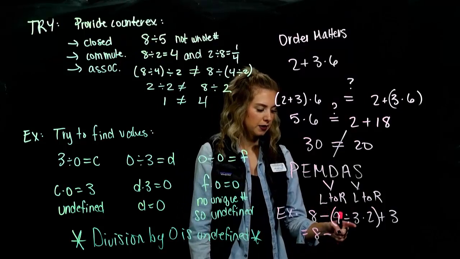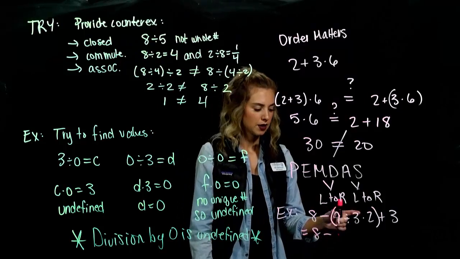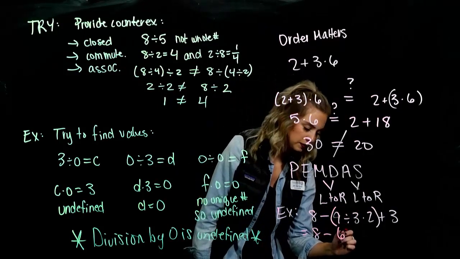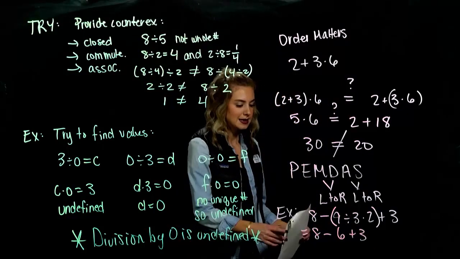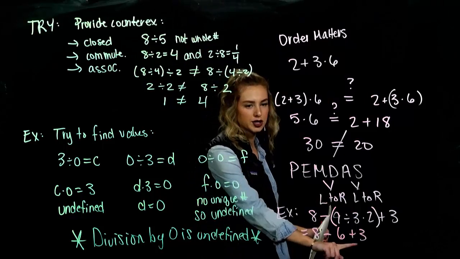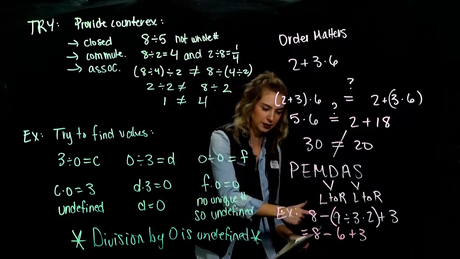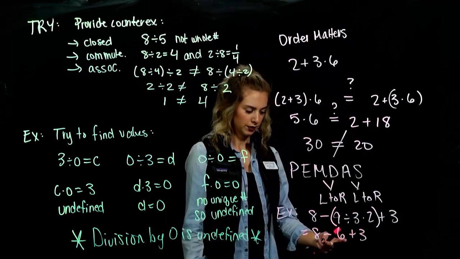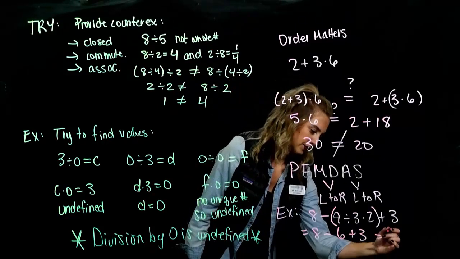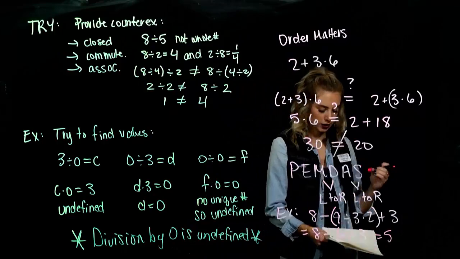And let's see what it produces. So 9 divided by 3 gives us 3. And 3 times 2 produces 6. We had to do those in order from left to right first. And now since we have just addition and subtraction involved, we take those from left to right. So 8 minus 6, what does that produce? 2. 2 plus 3, we get 5. So the order is super important.